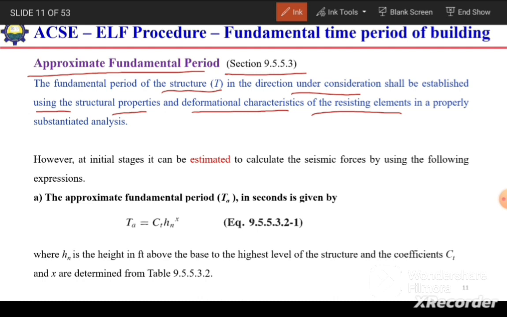But at the initial stage, before the design of the structure, we don't know the properties of the lateral force resisting system. So in that case, we can estimate the time period. However, at initial stages, it can be estimated to calculate the seismic force by using the following expressions.